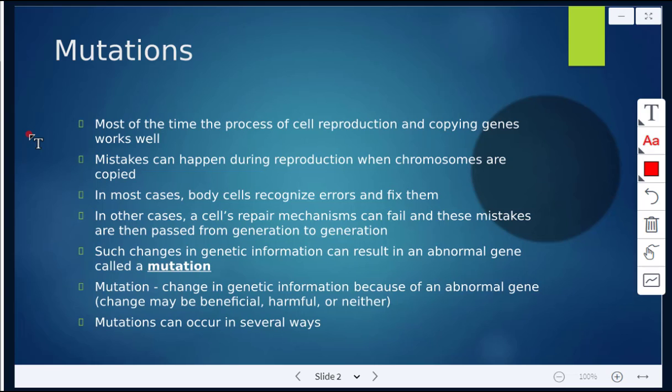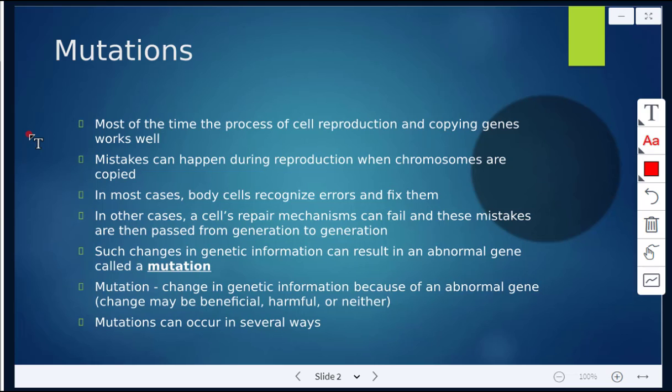Most of the time, the process of cell reproduction and copying the genes works well. Mistakes can happen during reproduction when chromosomes are copied. In most cases, body cells recognize the errors and will fix them, but in other cases, a cell's repair mechanisms can fail. And then these mistakes can be passed on from generation to generation. Such changes in genetic information can result in an abnormal gene, and that is a mutation.